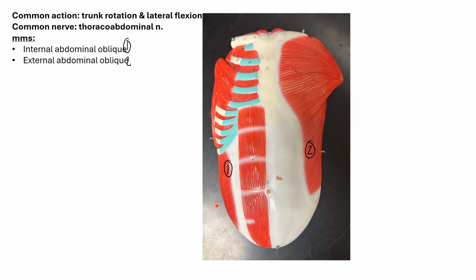Next, our internal abdominal oblique and our external abdominal oblique both work to unilaterally cause trunk rotation in the transverse plane and then trunk lateral flexion in the coronal or the frontal plane. These muscles are innervated by the thoracoabdominal nerve.